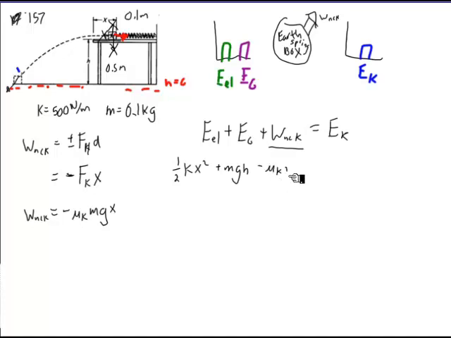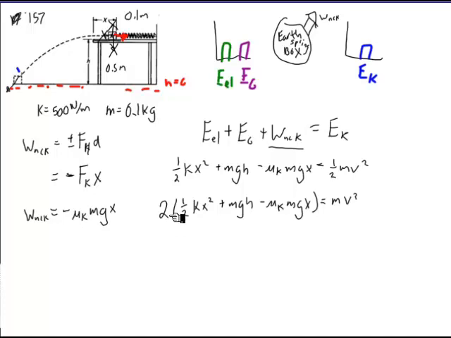minus mu k mgx equals 1/2 mv squared. And we essentially have a little bit of algebra, so multiply both sides by 2. It saddens me deeply when students aren't sure how to finish off this algebra. So let's go ahead and practice. Of course, we don't need to. We can leave it undistributed in our calculator, but let's just go ahead and distribute it.